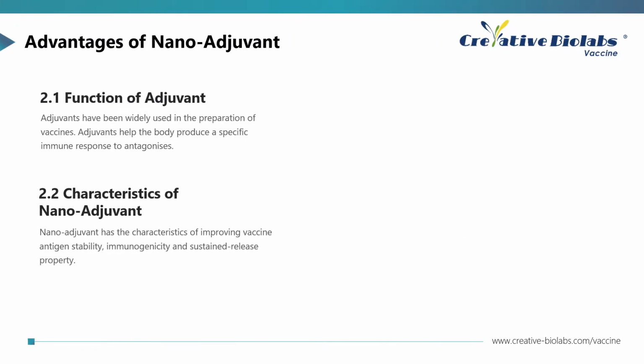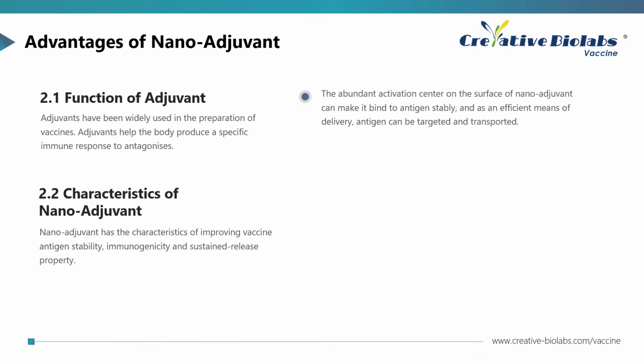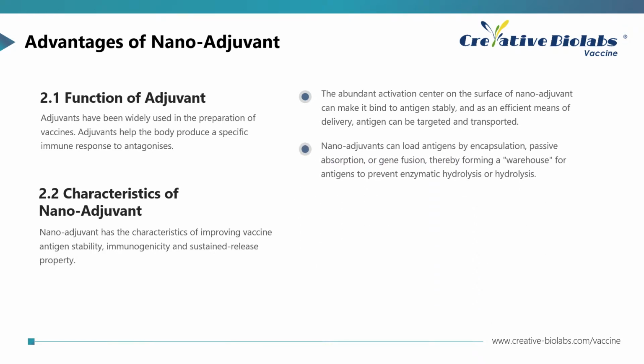Nano-adjuvant has the characteristics of improving vaccine antigen stability, immunogenicity, and sustained release property. The abundant activation center on the surface of nano-adjuvant can make it bind to antigen stably, and as an efficient means of delivery, antigen can be targeted and transported. Nano-adjuvants can load antigens by encapsulation, passive absorption, or gene fusion, thereby forming a warehouse for antigens, to prevent enzymatic hydrolysis or hydrolysis. At the same time, some nano-adjuvants also have immunostimulatory effect, which can enhance the immune response by improving the presentation efficiency of APC.